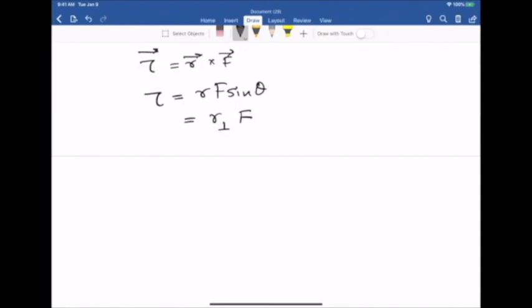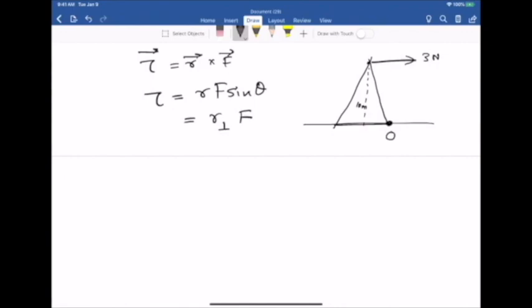The example that I'm considering is this one. Suppose you have this triangular object which is standing on the ground, and let's say this distance is 10 meters, and you're exerting a force of 3 newtons at the top of the triangle, and that force is horizontal, so it's parallel to the ground. What is the torque of this force about the point O?